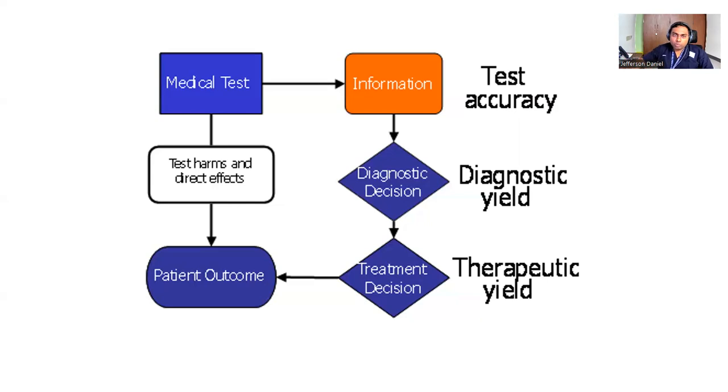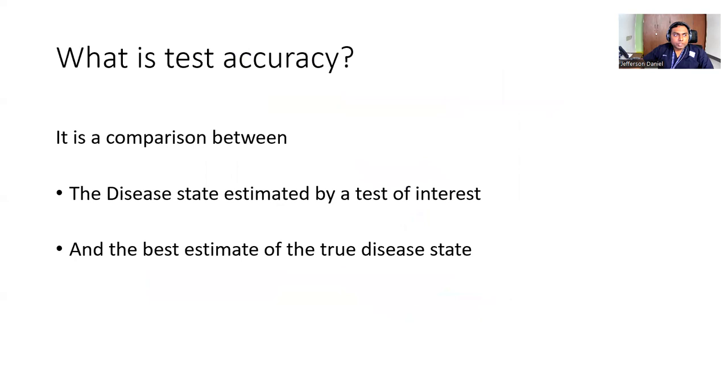this harm. So both bronchoscopy and CT guided methods can be used to biopsy a mediastinum. But in that case, a CT guided biopsy may be harmful to the patient. So although the outcome is achieved, at what price, how much the patient has to go through. So that is also important when we look at medical tests. So what is test accuracy? It is just comparison between the disease state estimated by test of interest and the best estimate of the true disease state. Just think about these words.